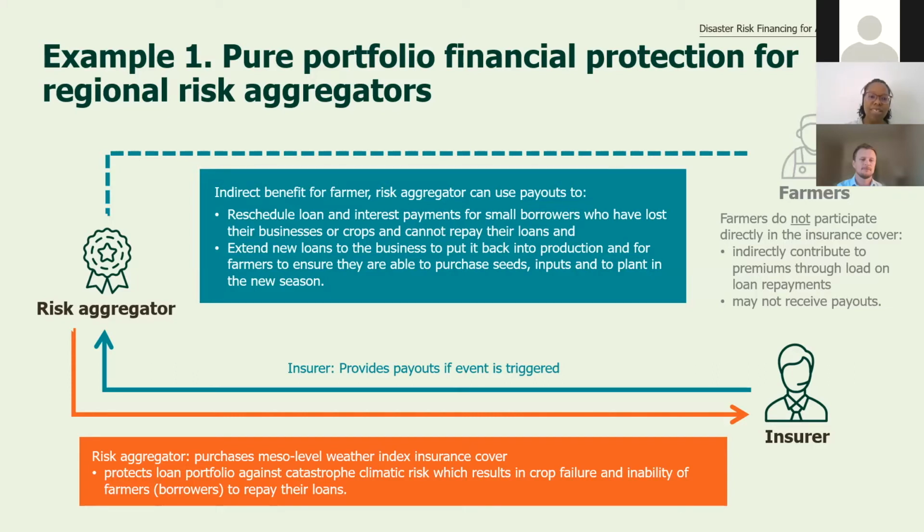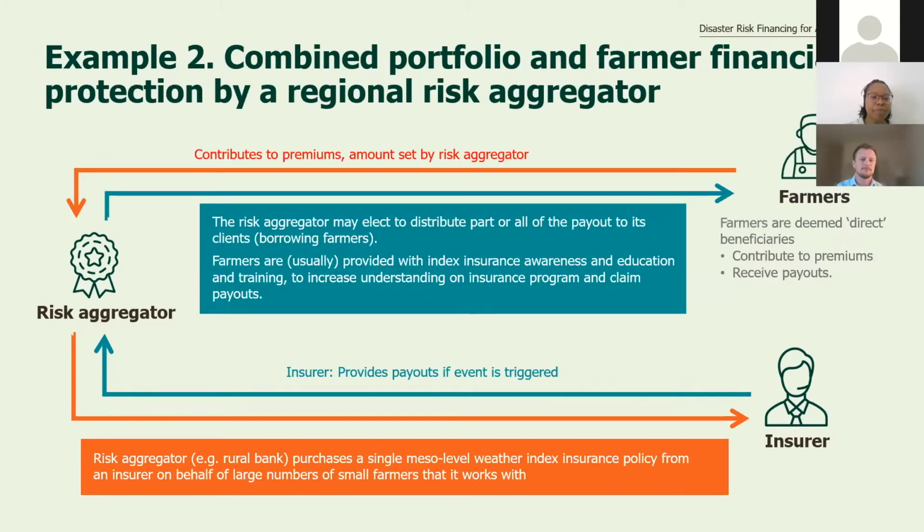But all of this at the portfolio protection level is quite indirect. Next slide, please. Whereas if we look at this example here, this is a risk aggregator that's using a Meso-level product for combined portfolio and farmer level financial protection. And as you can see at the bottom there, the aggregator will purchase the insurance, for example, a rural bank, and they will pay the premium to the insurer.